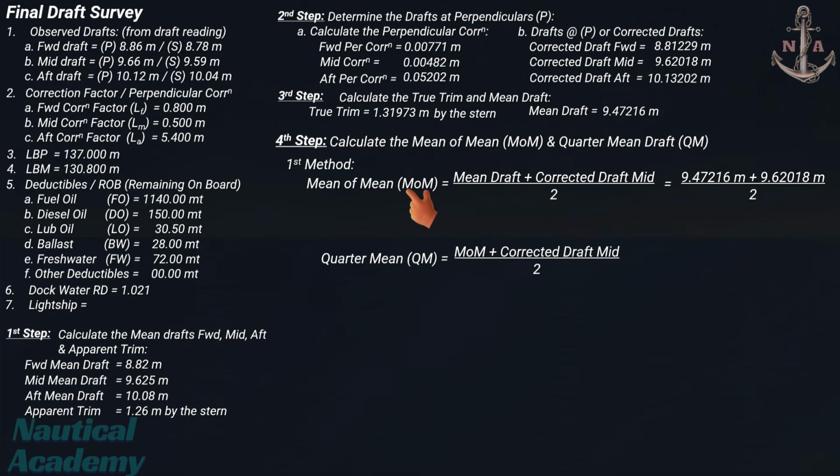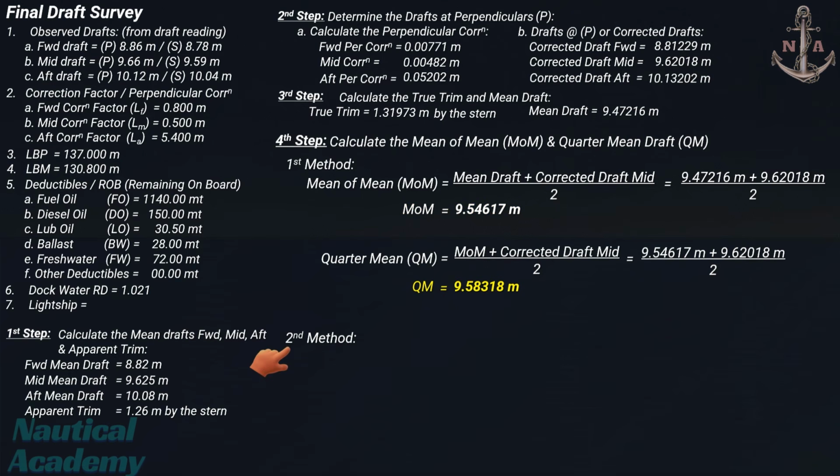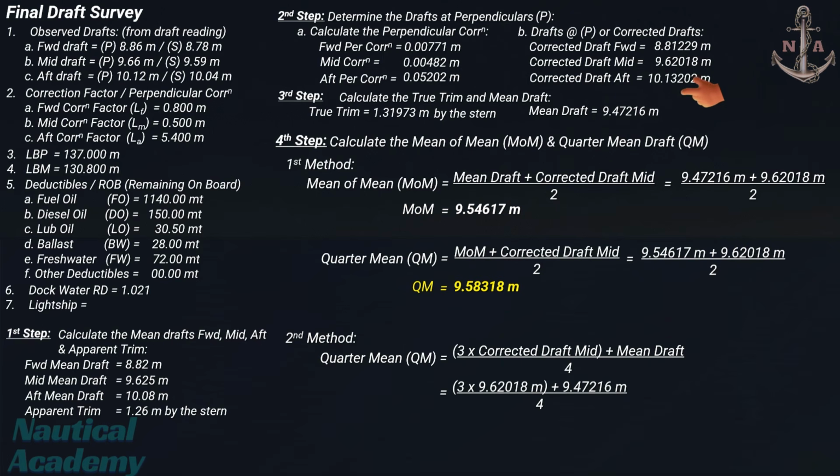In this case, the mean of mean is 9.54617 meters. Next, the quarter mean draft is calculated by adding the mean of mean and the corrected midships draft, then dividing by 2. This gives a quarter mean draft of 9.58318 meters. The second method is simpler. The quarter mean draft is equal to (3 times the corrected midships draft plus the mean draft) divided by 4. This method also gives a quarter mean draft of 9.58318 meters, the same result as the first method.